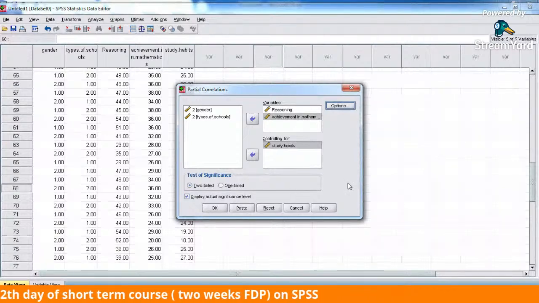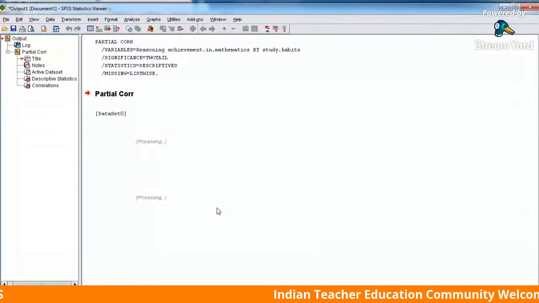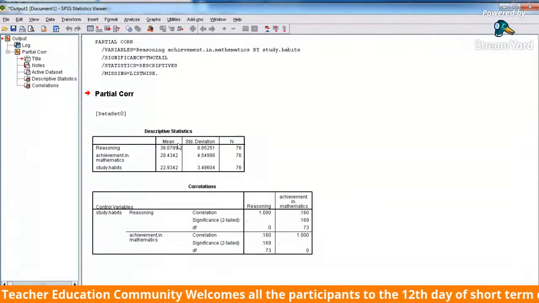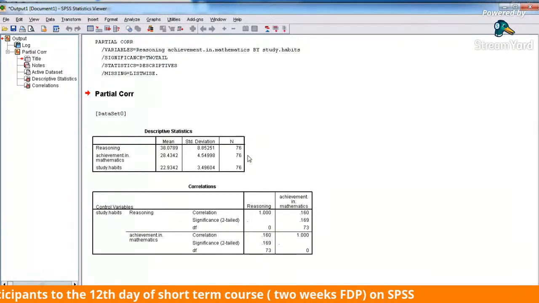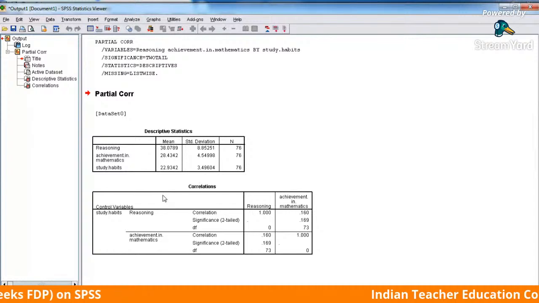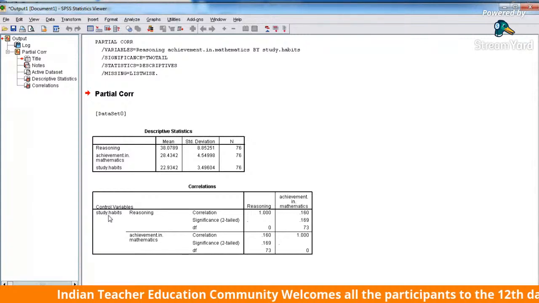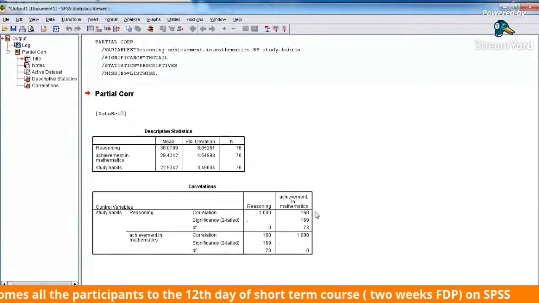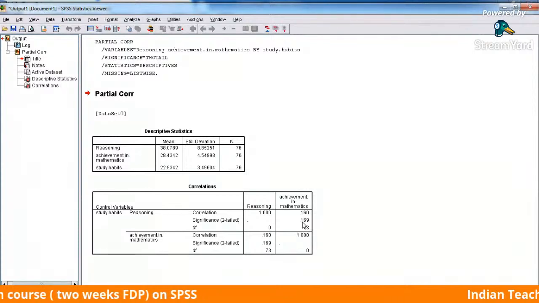So I do not have to do anything. Now I can say okay. So this is my output. Here I have the mean, here I have the standard deviation, and the total number is 76 subjects. All right. The correlation between reasoning and achievement in mathematics when the study habit is partialed out is 0.160. And you see the significance here, it is 0.169, that means 16.9% error.